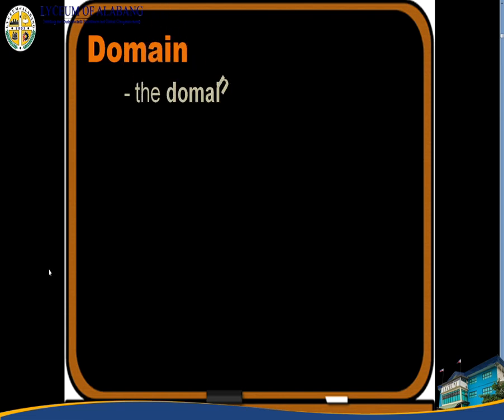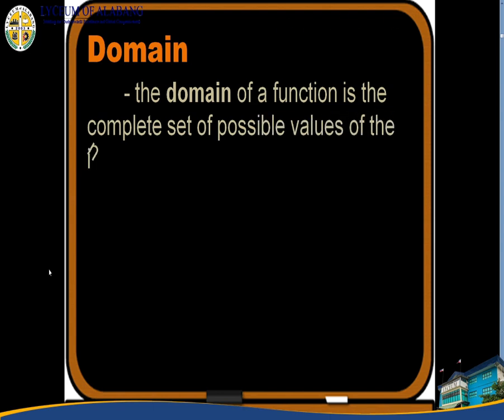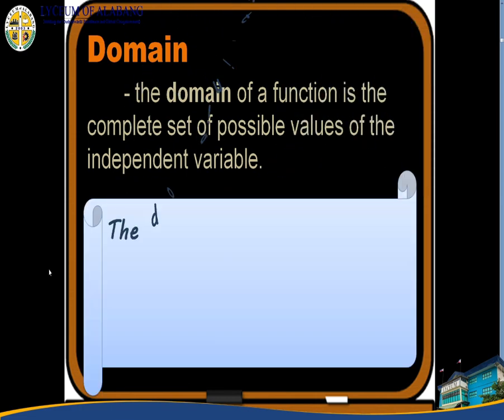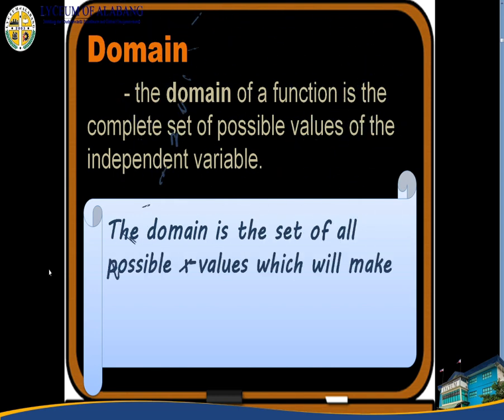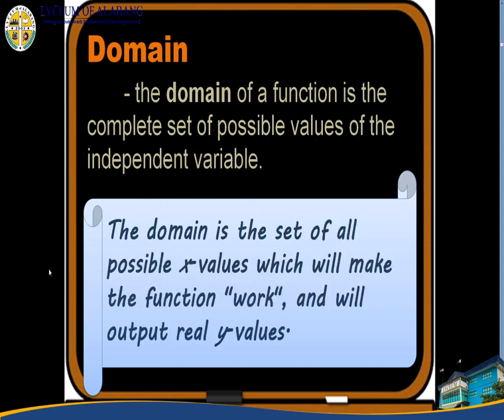Domain. The domain of a function is the complete set of possible values of the independent variable. The domain of a function f of x is the set of all values for which the function is defined. The domain is the set of all first elements of the ordered pairs, or x coordinates. Remember, the domain is the set of all possible x values which will make the function work and will output real y values.